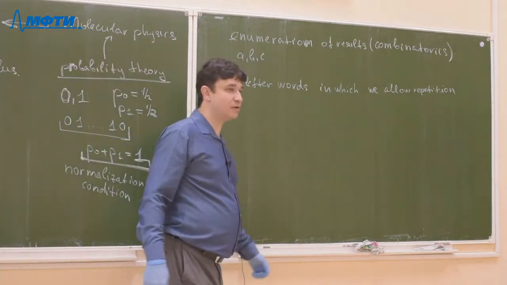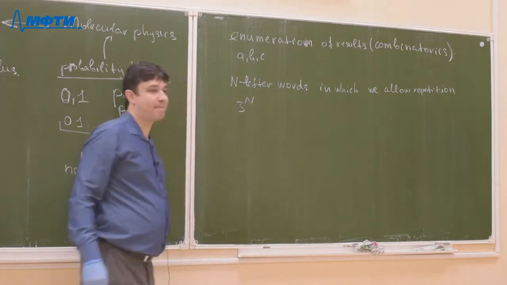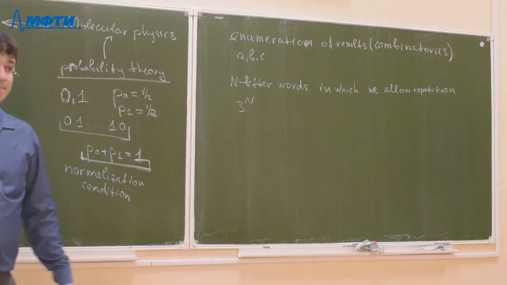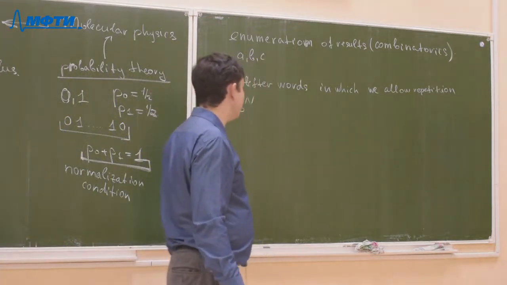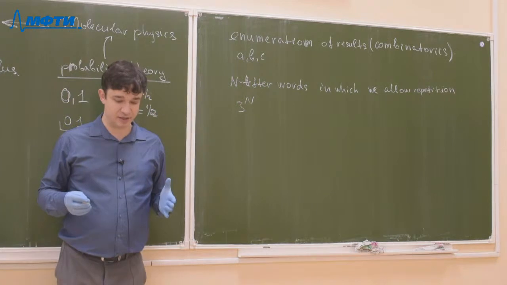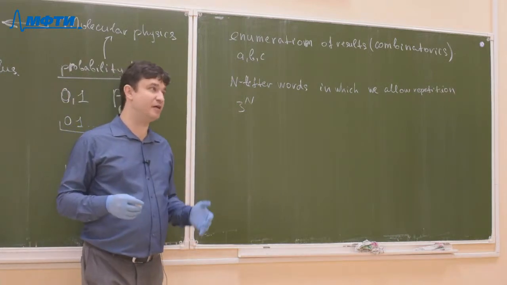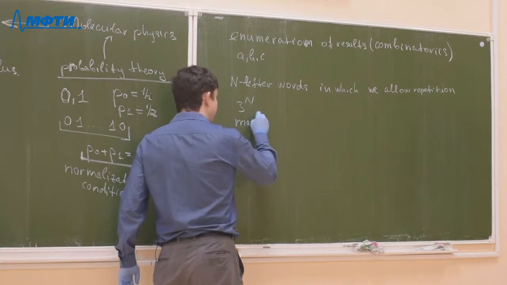3 to the power n. 3 to the power n, so you know. Why? Because on each position we can choose 3 different things. So if you want to explain this in a rigorous way, in mathematics you use a method which is called mathematical induction.